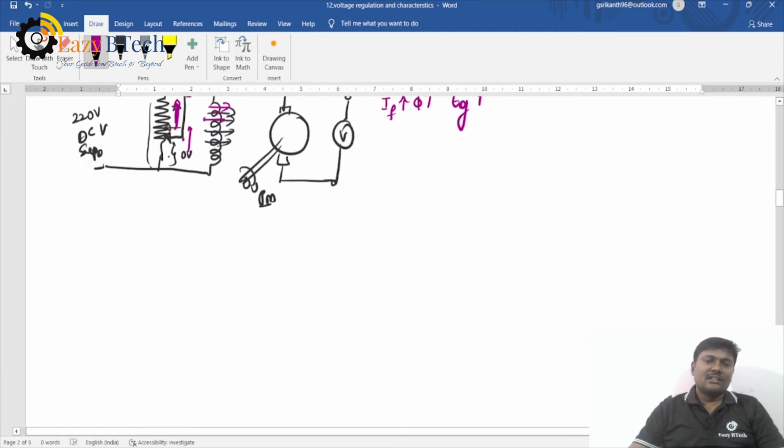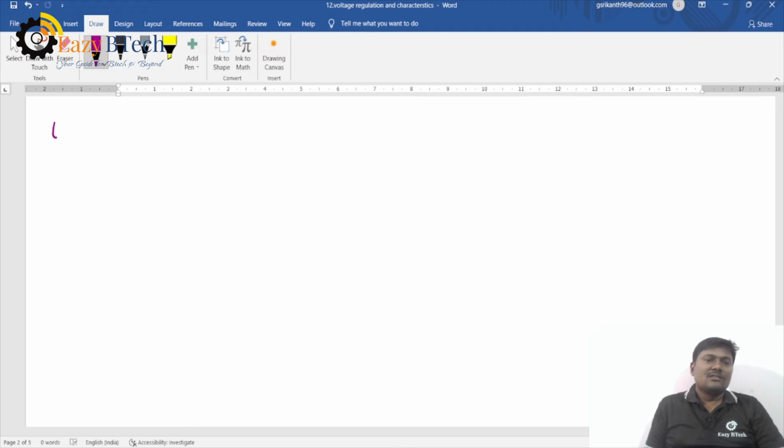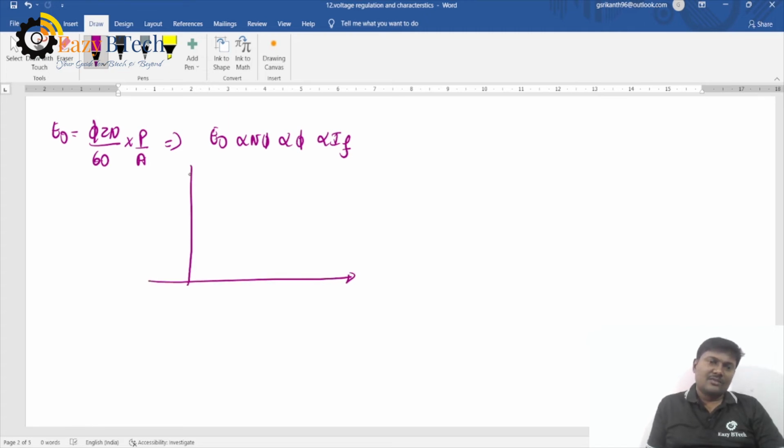Anyway, we know that E naught is equal to phi Z n by 60 into P by A. So E naught is directly proportional to n, phi, and flux is directly proportional to IF. So if you draw the characteristics E naught versus IF, it should follow a curve like this. Just now we discussed this characteristic is called the O.C.C characteristics.